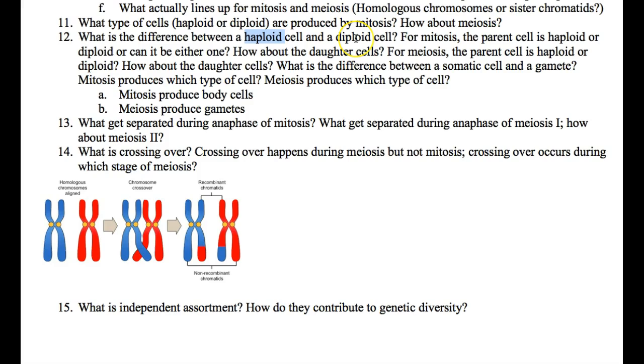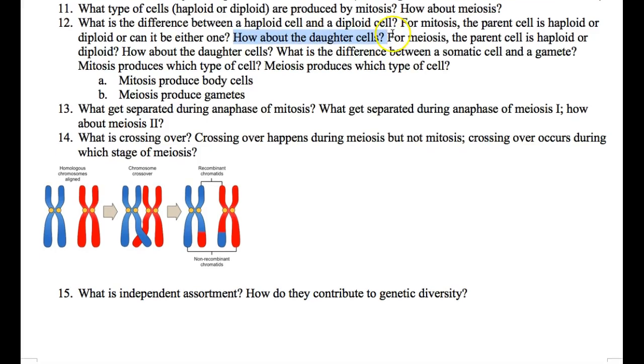Then it has to be also 36. For mitosis, we did this. For mitosis, the parent cell can be haploid or diploid. The daughter cells can be haploid or diploid as long as it's the same as the parent cell. For meiosis, the parent cell has to be diploid, and the daughter cell has to be haploid.